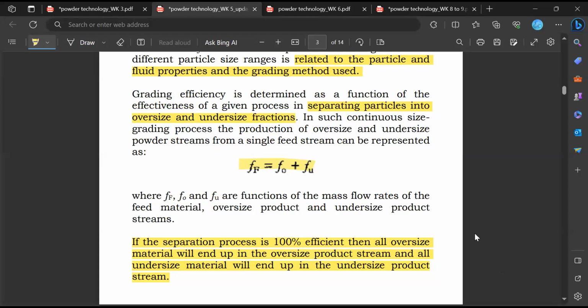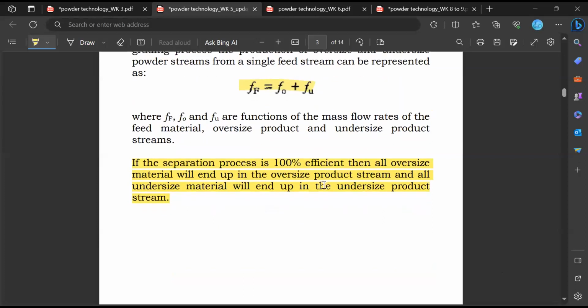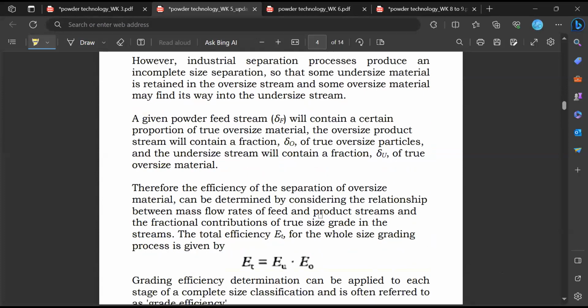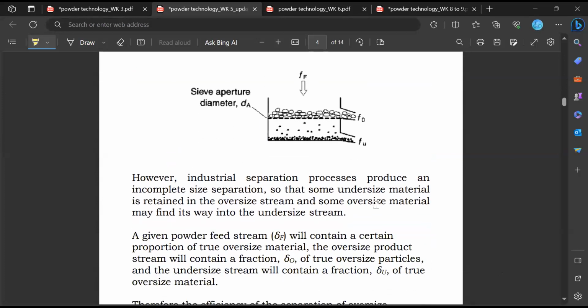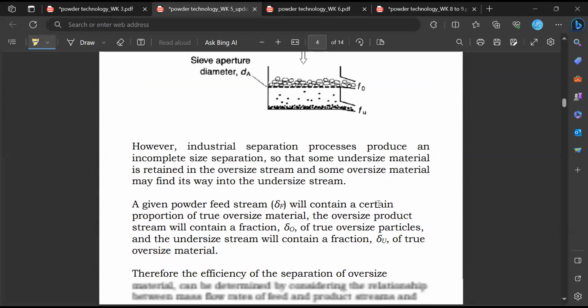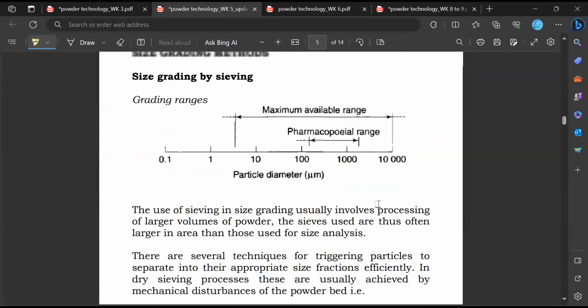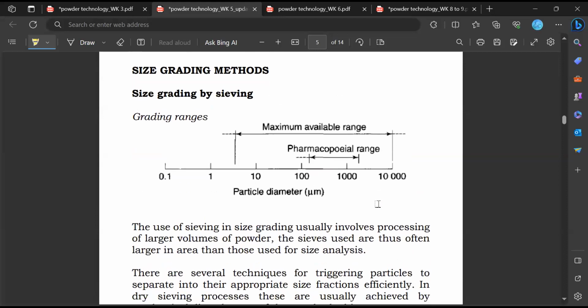So when the process is 100% efficient, all oversized materials will end up in the oversized stream, and all the undersized material will end up in the undersized product stream. But that does not happen in reality. So there's always incomplete size separation. Again, I'm just giving an overview. Yeah, so now size grading.